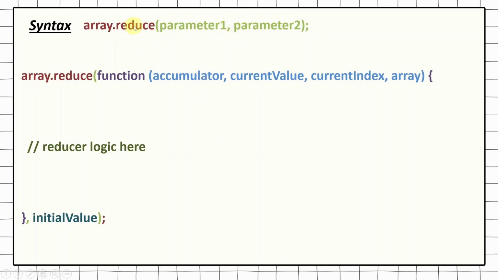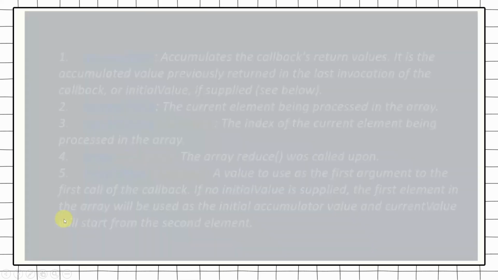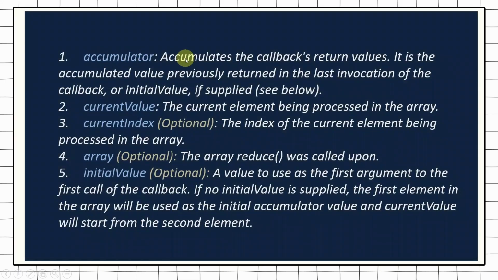And the second parameter of the reduce method is our initial value. So let us understand what this accumulator will be doing. It will accumulate the callback's return value. Whatever initial value I give will be the first accumulated value, and based on the operations we have given, the accumulated value will be calculated.